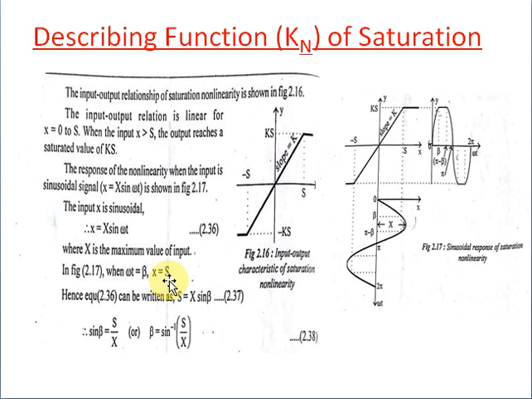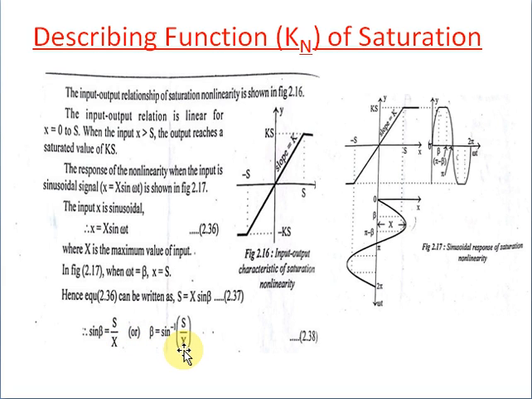Substitute this condition in x equal to X sine omega t. Substituting x equal to s, s is equal to X sine beta, since omega t becomes beta. Therefore, sine beta is equal to s by X, or beta is equal to sine inverse of s by X. That is, in the case of saturation nonlinearity, sine beta equals s by X, or beta equals sine inverse s by X.